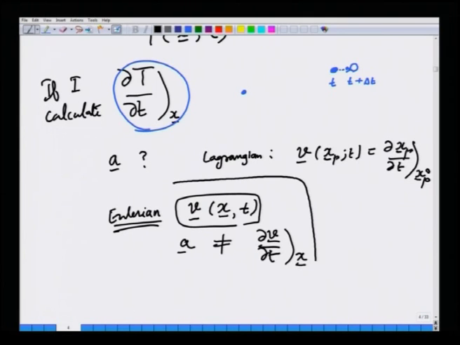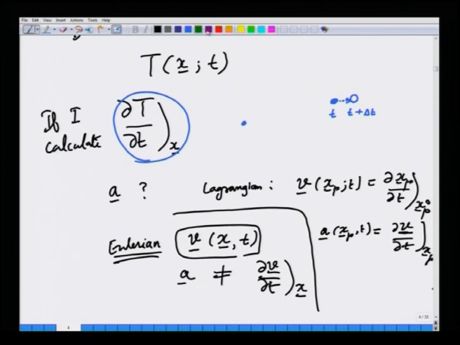Whereas, in the Lagrangian description, acceleration of a particle is the rate of change of its velocity, because you are following the same particle. So, what is being kept constant is this. Okay.